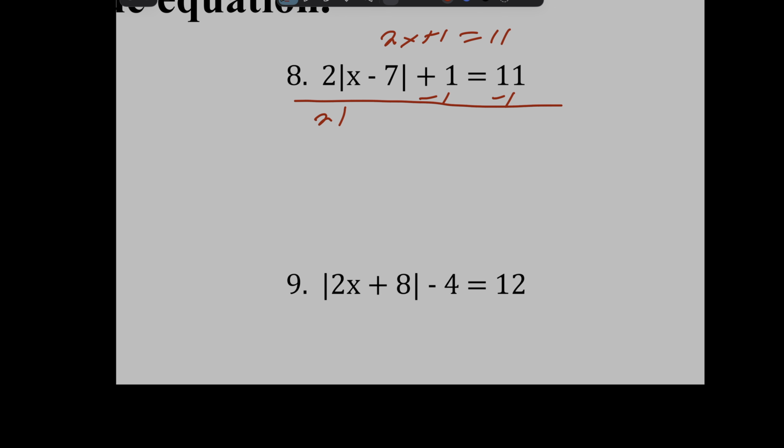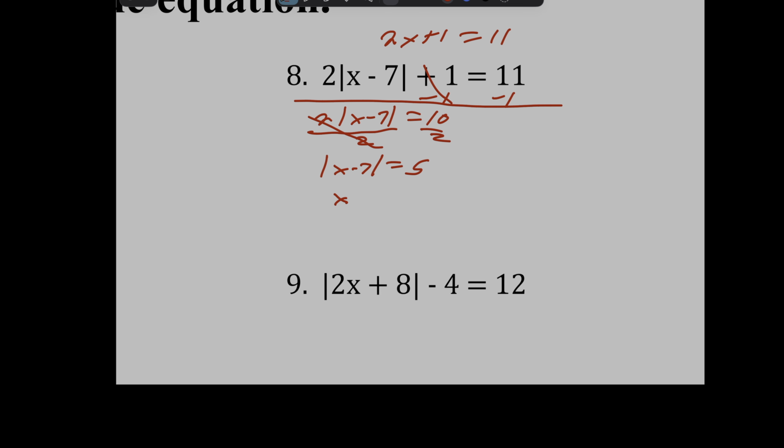Now I'm going to get 2 times the absolute value of x minus 7 equals 10. Now what are you going to do? Now I'm going to divide by the 2. Okay, I'm going to get the absolute value of x minus 7 equals 5. Now I'm going to go kind of the quick way here and see what happens.